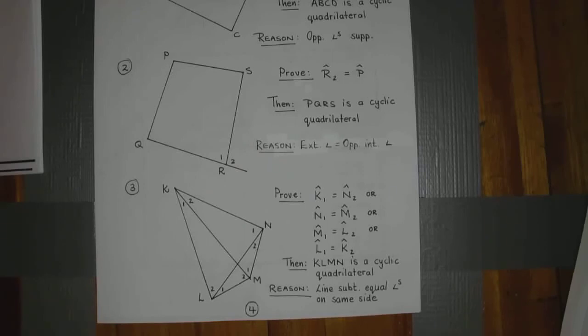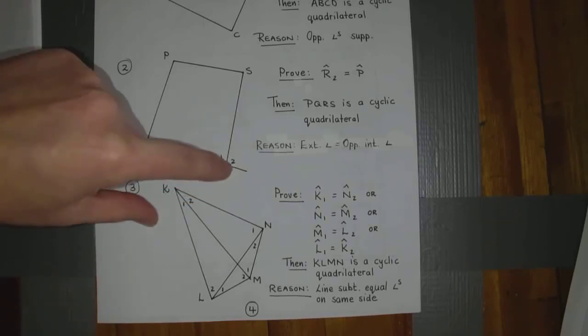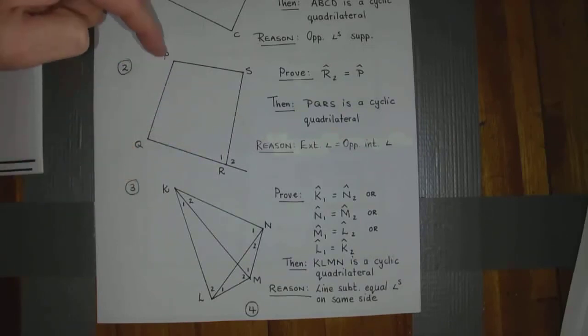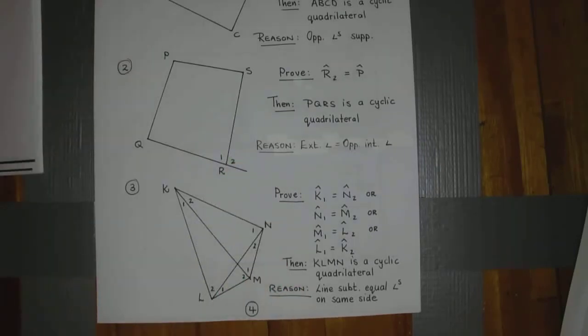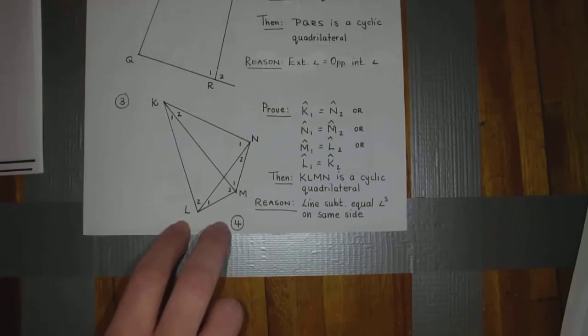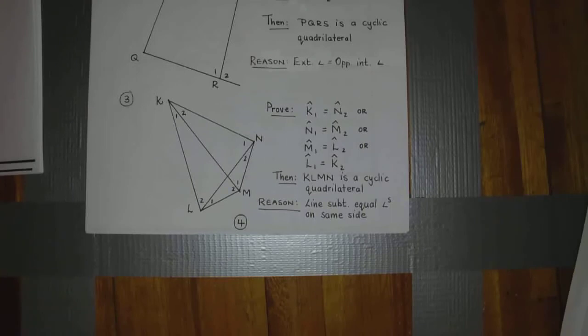So if I can prove that angle R2 is equal to the interior opposite angle, which is P, so if I can prove R2 and P are equal to each other, then PQRS is a cyclic quad. Why? Reason: exterior angle is equal to the opposite interior angle. And then, this one is actually the converse of angles in the same segment. The converse of angles in the same segment.